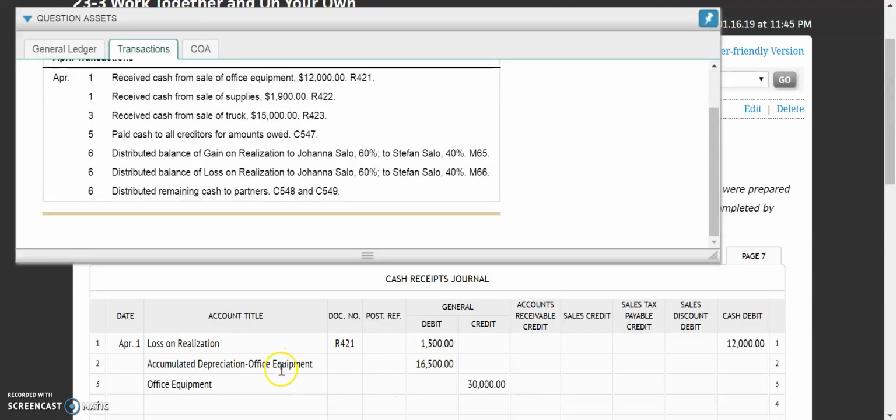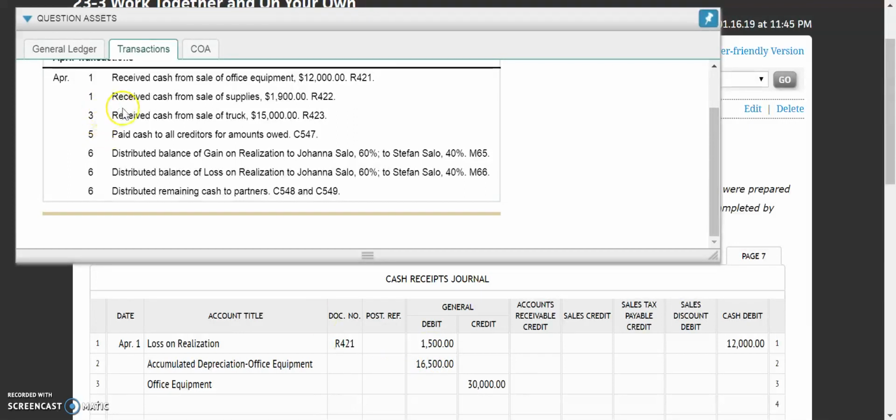These 2, the accumulated depreciation and the office equipment, essentially we're closing out those accounts. So they're just the opposite of the balance. Obviously cash is going up with a debit, and then the difference between all of these is the loss, because we only received $12,000, but if you take the book value minus 16,500, you get 1,500, and that's the difference there.